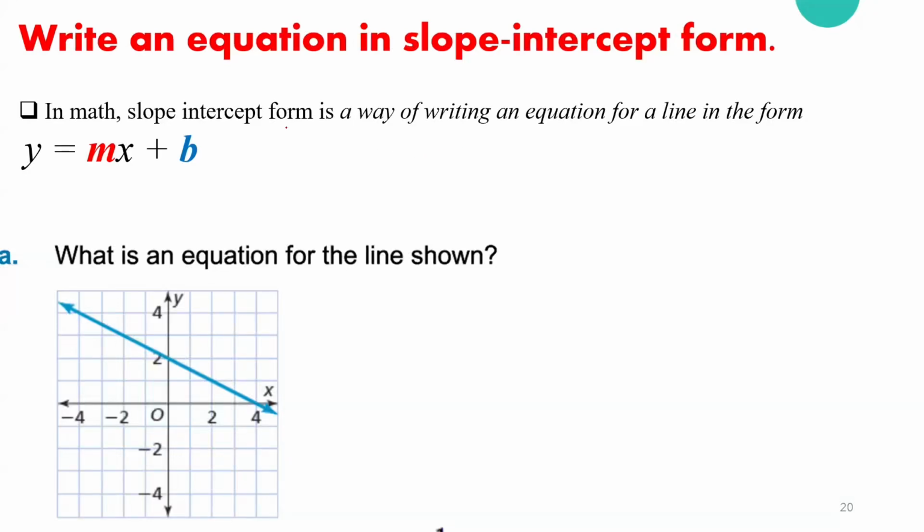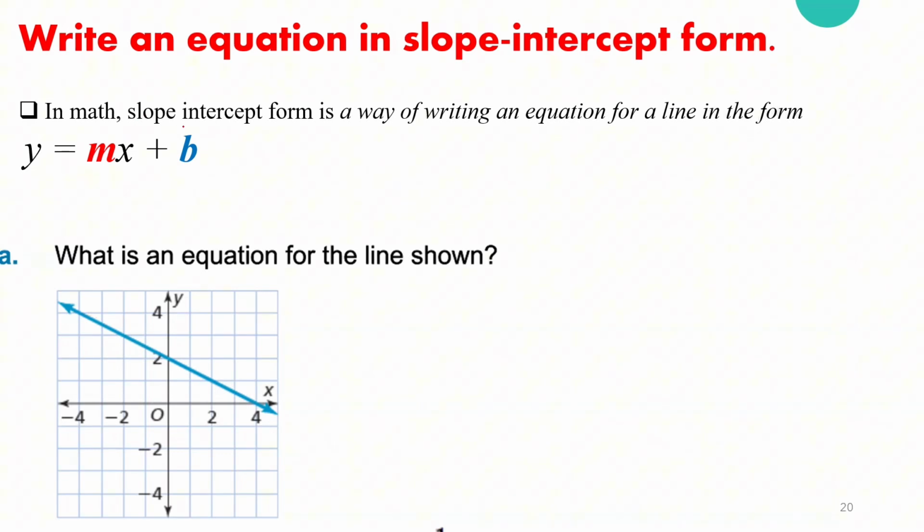In this video, you are going to learn how to write an equation in slope-intercept form. We are going to first look at the graph and write an equation for the line shown on the graph. But before we go into our example, we need to know what we mean by slope-intercept form.